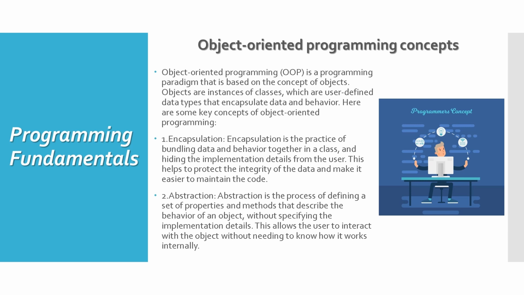Encapsulation. Encapsulation is the practice of bundling data and behavior together in a class and hiding the implementation details from the user. This helps to protect the integrity of the data and make it easier to maintain the code. 2. Abstraction. Abstraction is the process of defining a set of properties and methods that describe the behavior of an object without specifying the implementation details. This allows the user to interact with the object without needing to know how it works internally.